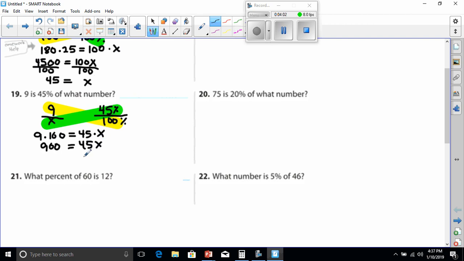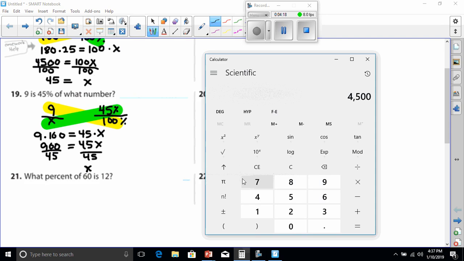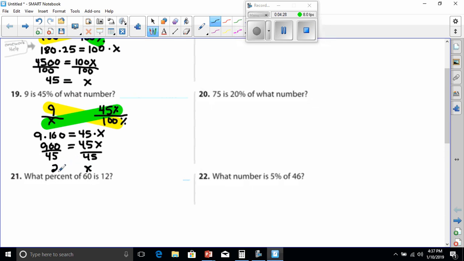Now we have to divide 45 away from 45x, so we can get x by itself. Whatever I do to one side, I must be prepared to do to the other. Now we have 900 divided by 45. Well, 900 divided by 45 equals 20. So our answer is 20.